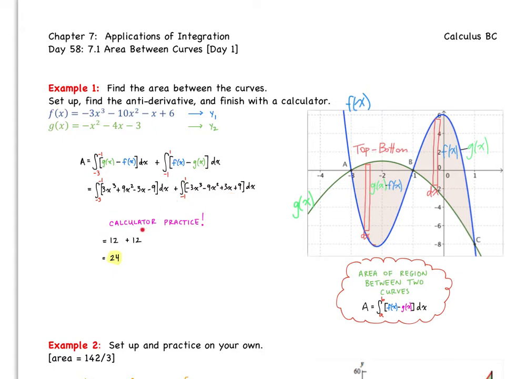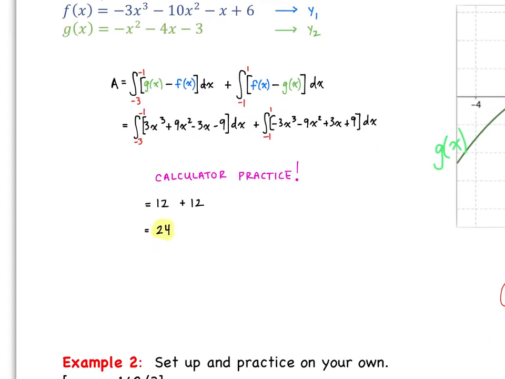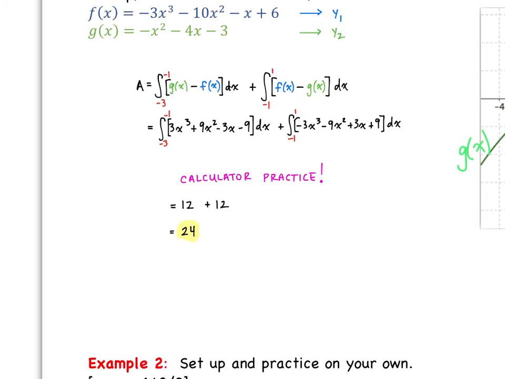But I want you to go back and practice on your calculator. On your calculator, you can integrate from -3 to -1 of y2 minus y1 dx, and see what you get. You should get 12. Then you're going to add that to the integral from -1 to +1 of y1 minus y2 dx. So go ahead and try that on the calculator.